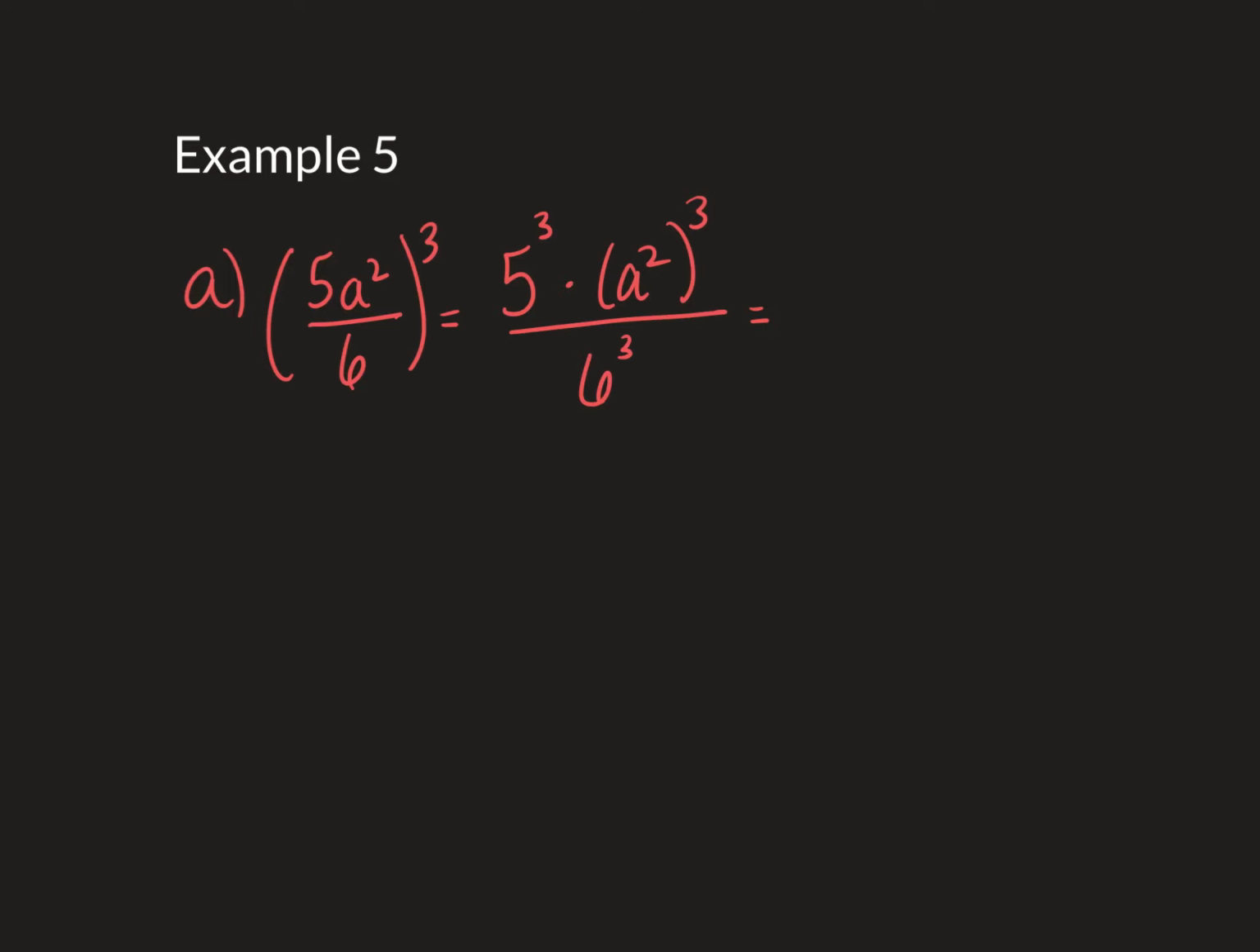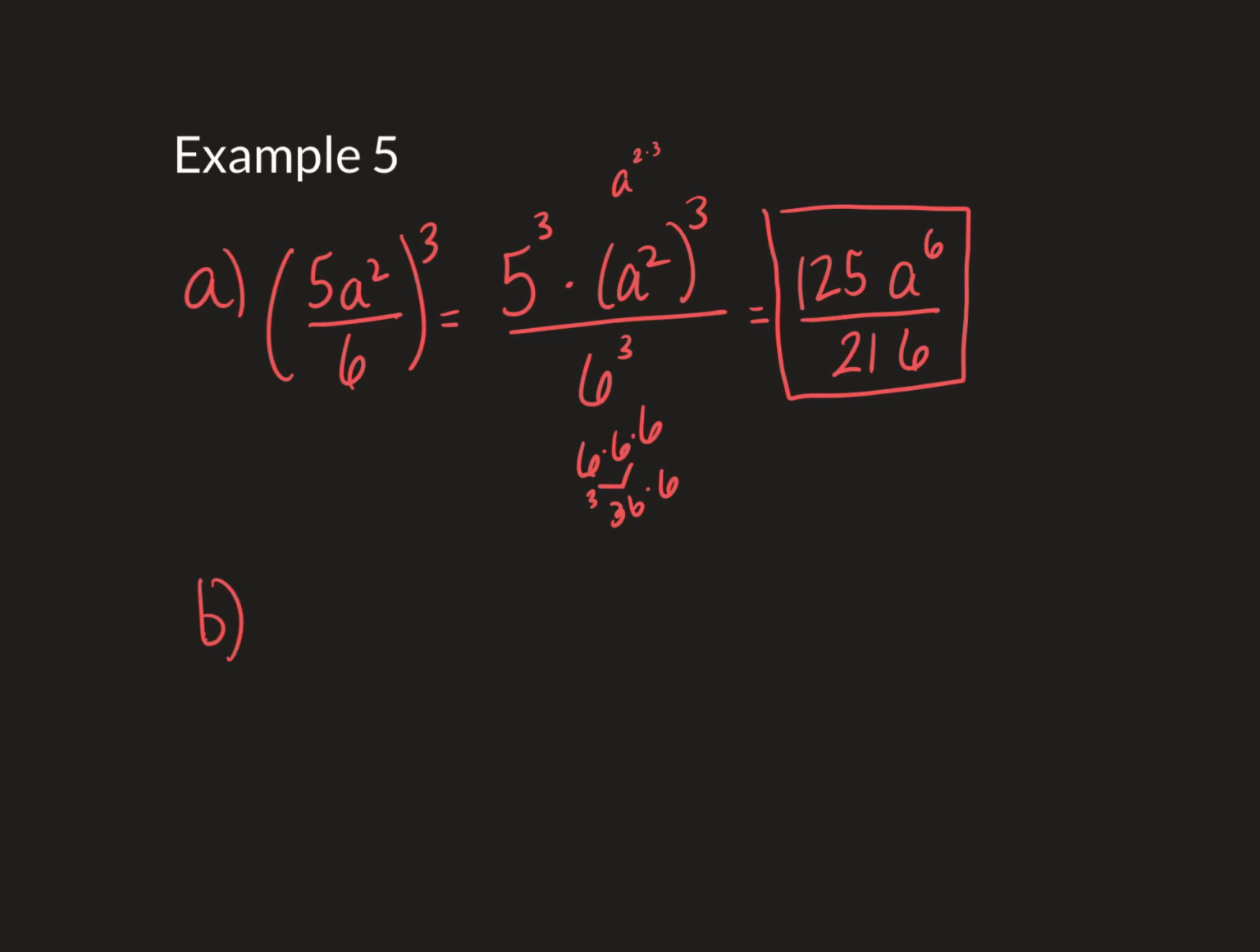5 to the third power is 5 times 5 times 5, which is 125. A squared to the third power, I'm going to do a to the 2 times 3. So that's a to the sixth power. 6 to the third power is 6 times 6 times 6, which is 36 times 6, which is 216. And 125 and 216 cannot reduce, so this is my answer.